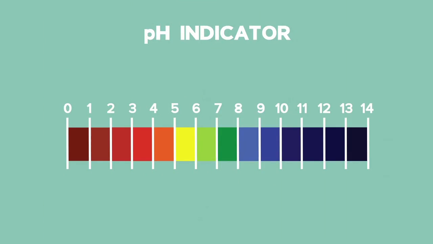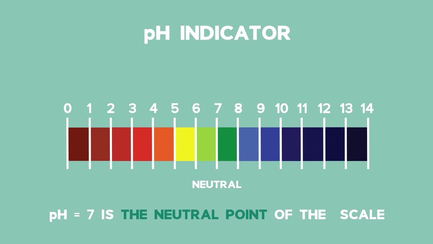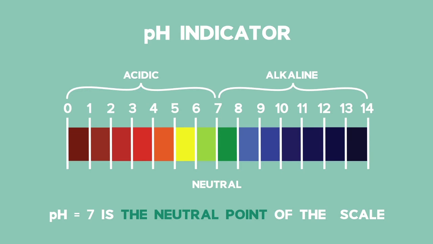The pH scale ranges from below 0 to just above 14. pH equals 7 is called the neutral point. All values below 7 show that the solution is acidic. All values above 7 show that the solution is an alkali or basic solution.